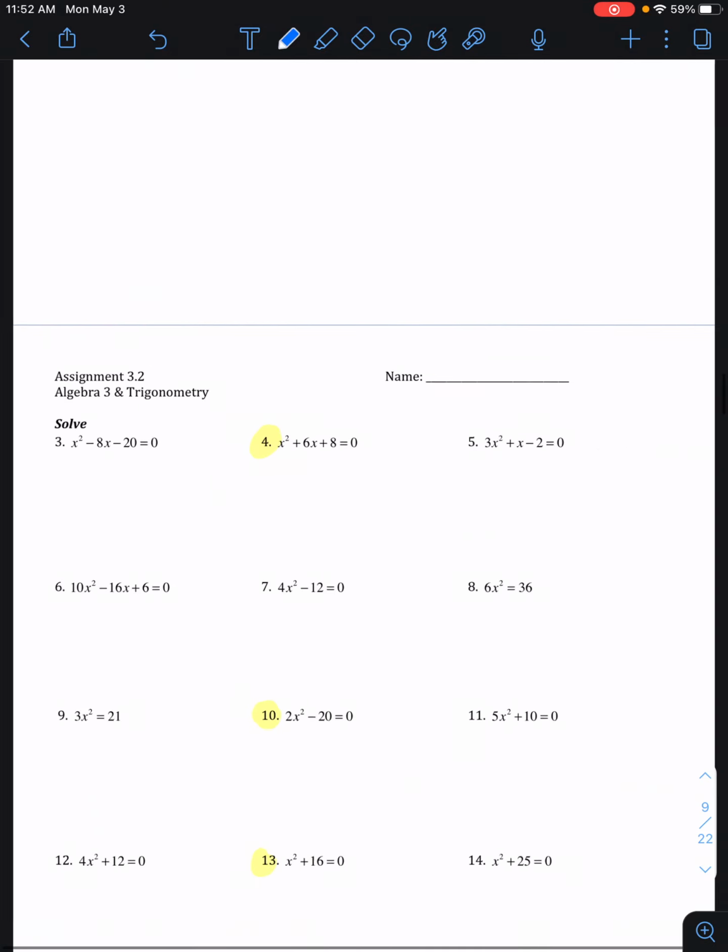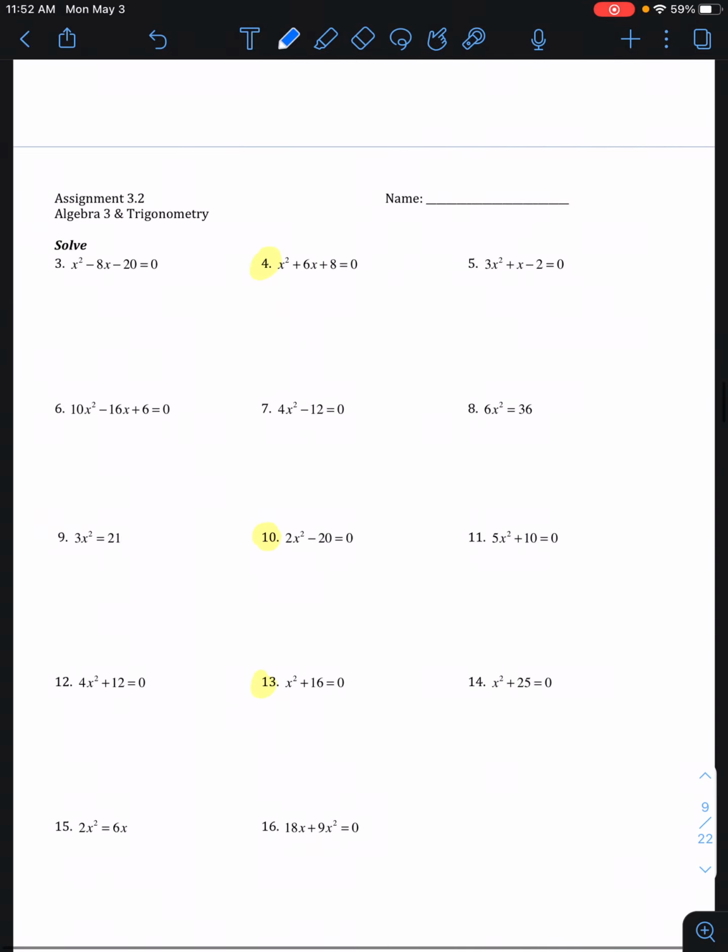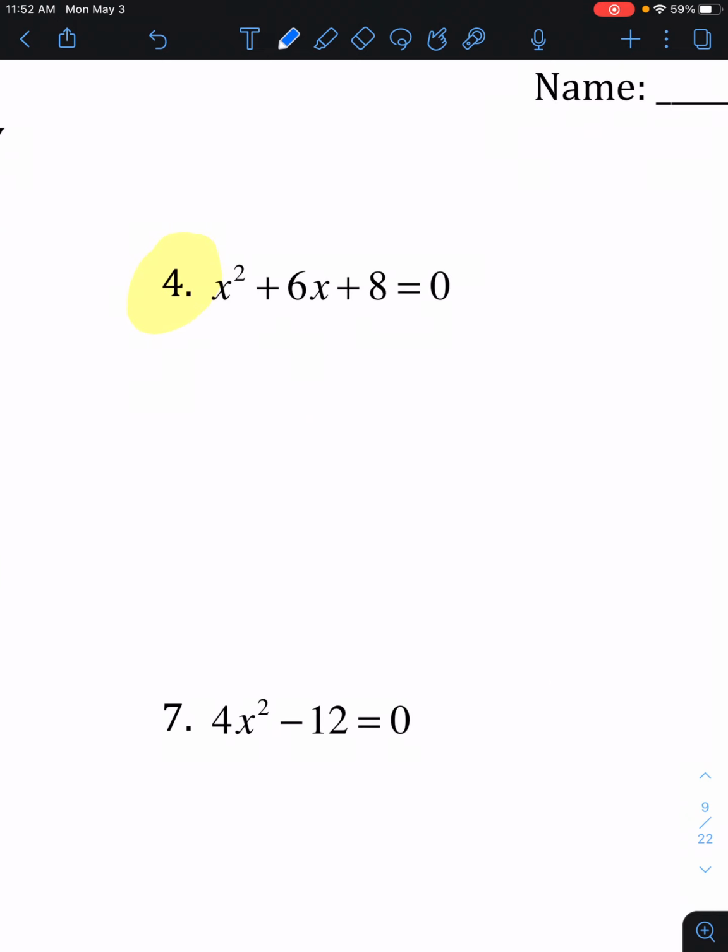Okay, let's try another one. If you scroll down to assignment 3.2, I'll do number 4 for you. So this guy is set equal to 0, so it can be factored now. I don't have a GCF. It's a pretty easy trinomial here, so I'm going to go into 2 parentheses.